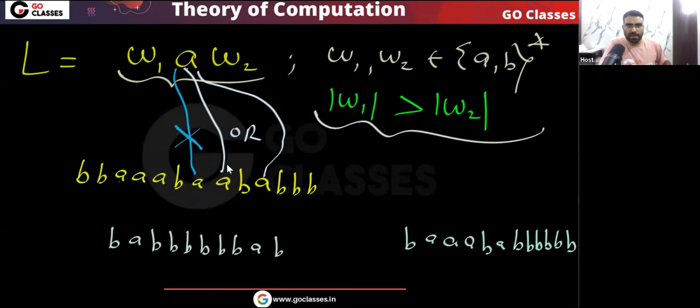Do you agree with me? But remember, either I can take this A or I can take this A. Is this clear? Because remember, the length of W1 should be strictly greater than the length of W2. Okay, yes or no? Now tell me about this one.